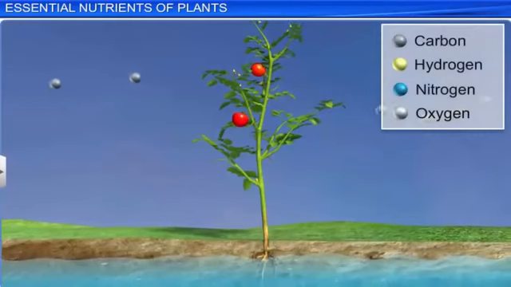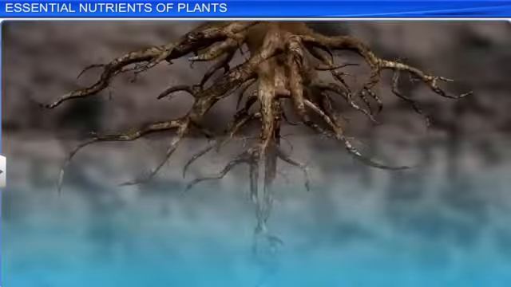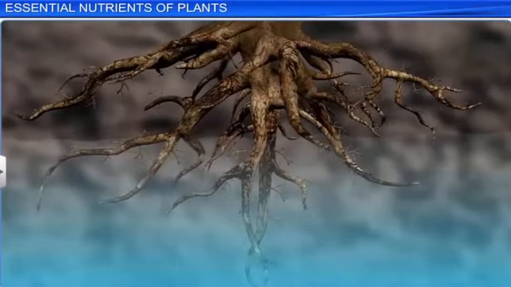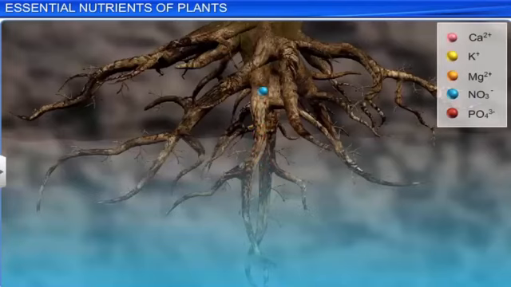Plants absorb inorganic elements like hydrogen, oxygen, carbon and nitrogen from air or water. Water absorbed from the soil contains dissolved nutrients like nitrogen, phosphorus, potassium, calcium and magnesium, amongst others.